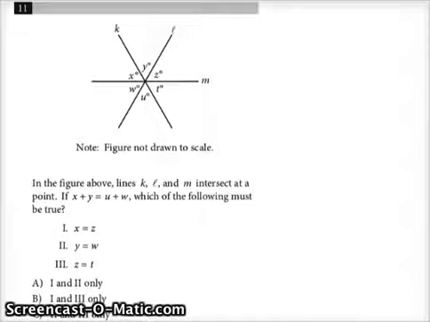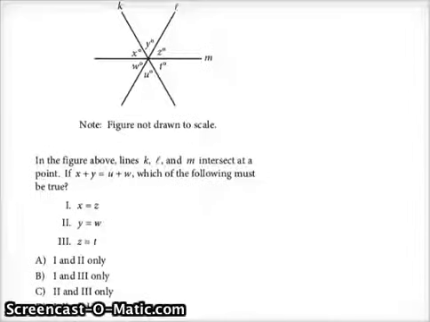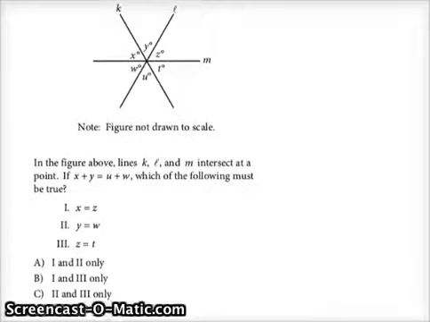Okay, this is problem 11. It's also a problem that Mr. Staples got wrong. So let me see if I can move this where you can see the answers and everything. Okay, here we go. All right, well, number one question, we got to read through the problem. In the figure above, lines K, L, and M intersect at a point. If x plus y equals u plus w, which of the following must be true?